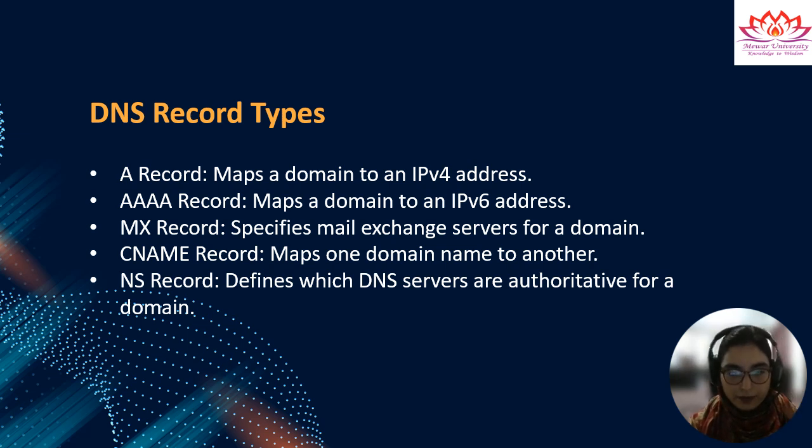DNS record types. There are several types of DNS records. An A record maps a domain name to an IPv4 address. An AAAA record maps the domain name to an IPv6 address. An MX record specifies mail exchange servers for a domain. A CNAME record allows one domain to alias another. An NS record identifies which DNS servers are authoritative for a domain.